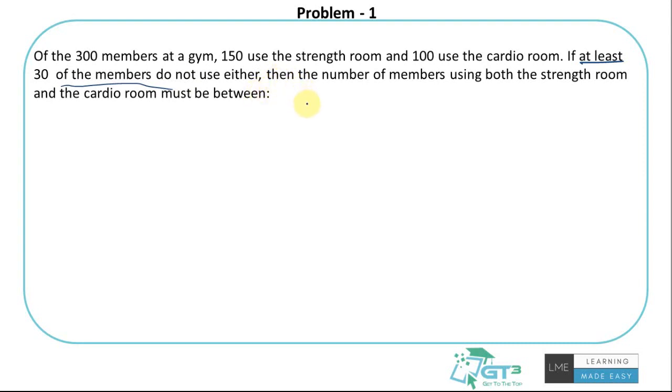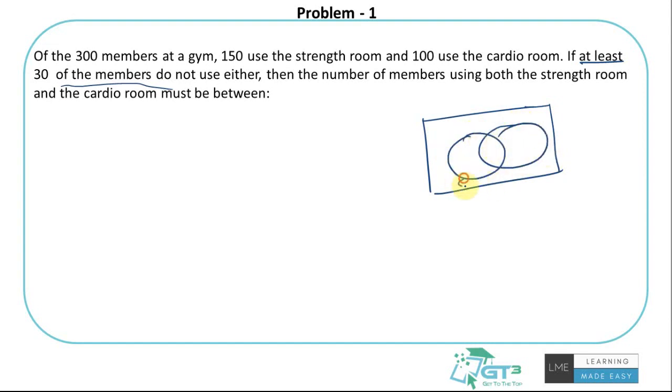Then the number of members using both strength room and cardio room must be between. So they're asking basically the maximum and minimum value for the number of people who are doing both. So let's assume like this. Two circles, strength and cardio, X, Y and Z, and then A is the people who are doing neither. Right? Do not use either of them. So what will be the simple equation? X plus Y plus Z plus A must be 300. Right? All these individual values. That's one equation I should be able to write. 150 is the strength room. The strength room is X plus Y.